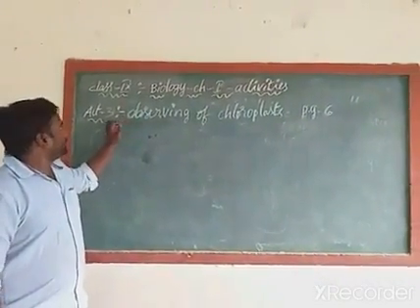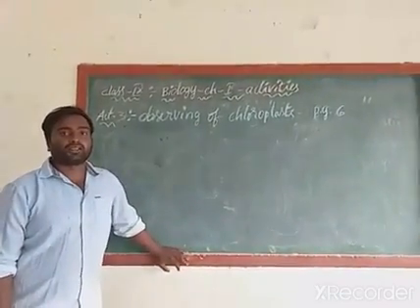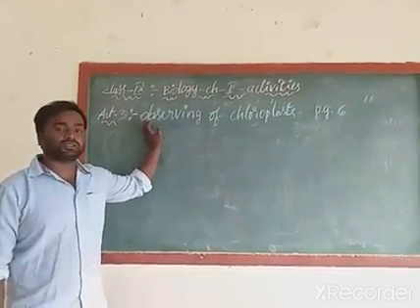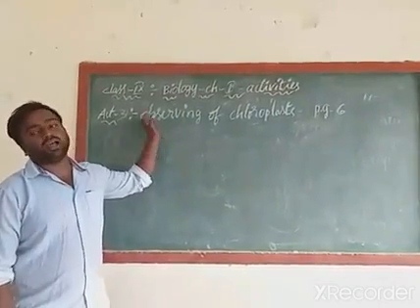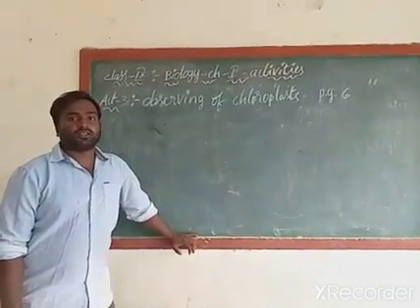Come to activity 3. In activity 2 we observed mitochondria. So in that activity we used which plant leaf? Rheo plant leaf. Onion peels also we observed.